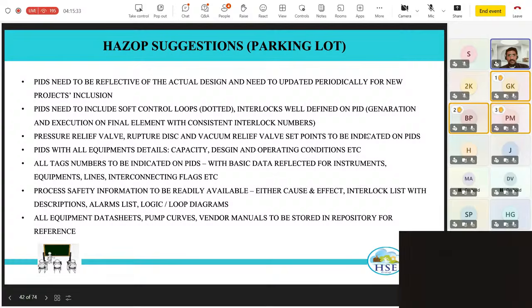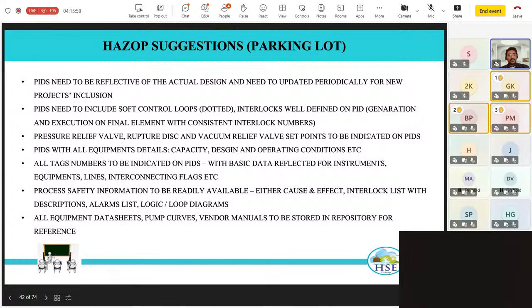Clients and regulatory approvals also insist that you have the right tag numbers indicated against the right recommendation, even in the cause and consequence, because that helps you avoid downtime or unnecessary deviation. So you need to have the tag numbers indicated for each tag, which is a cause or an incident or recommendation. Next is process safety information to be readily available.